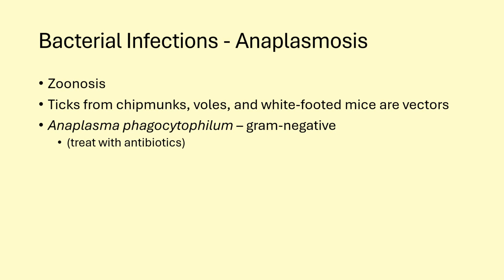Anaplasmosis, once again, a zoonosis, meaning transmitted from animals to humans. Ticks are the vectors, and it can come from chipmunks, voles, mice that are infected. The ticks bite the various animals and then go from the animals to you. So just be careful when you're feeding that cute little chipmunk and when you're out in the woods. Later you might decide it wasn't quite so cute when a tick from it gets on you and you get sick. Causative agent, Anaplasma phagocytophilum. It's gram-negative. You can treat this with antibiotics.